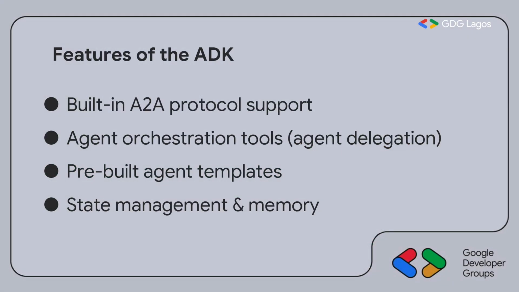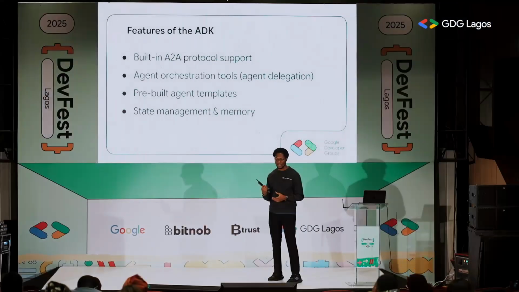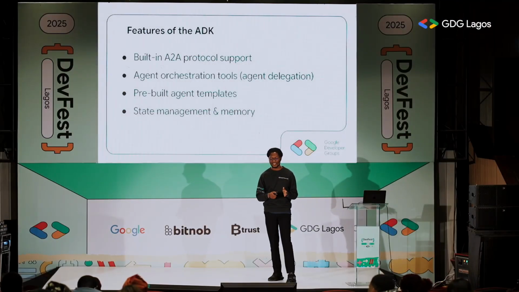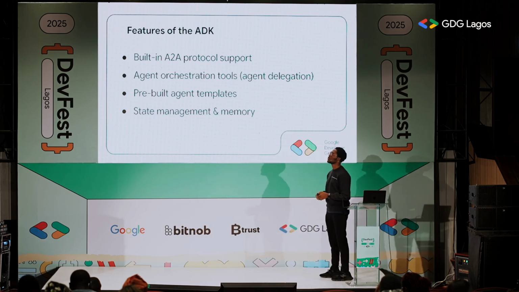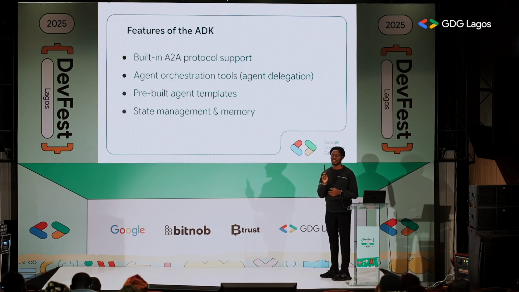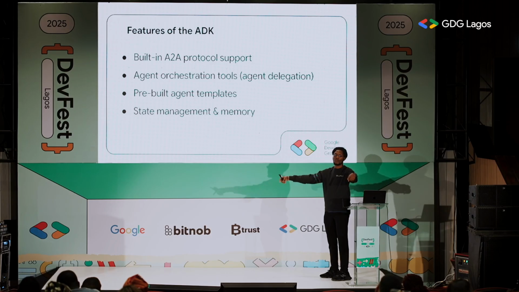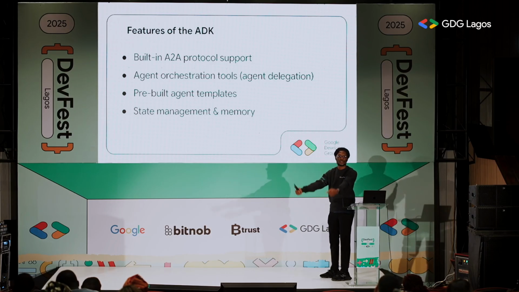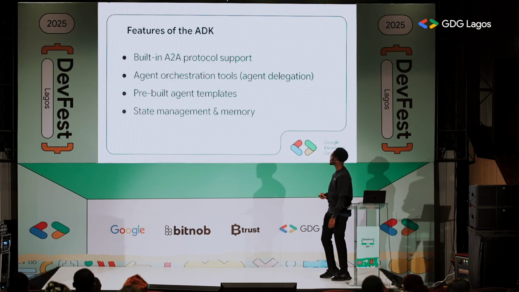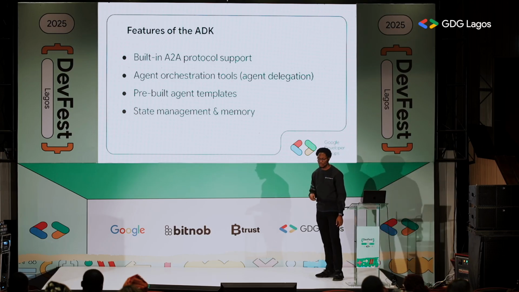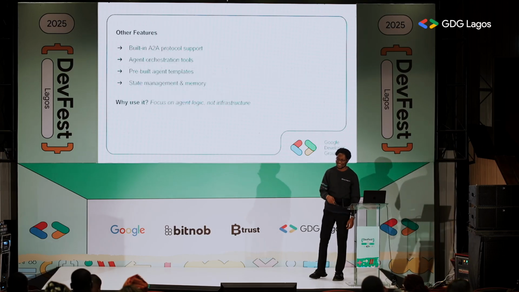Features of the ADK. It has built-in agent-to-agent protocol support, agent orchestration tools, agent delegation, which essentially means you can ask one agent a question, and it's going to get the answer for you from multiple other agents that you've configured it to talk to. Then pre-built agent templates, state management, and memory. And let's now go to the first slide.